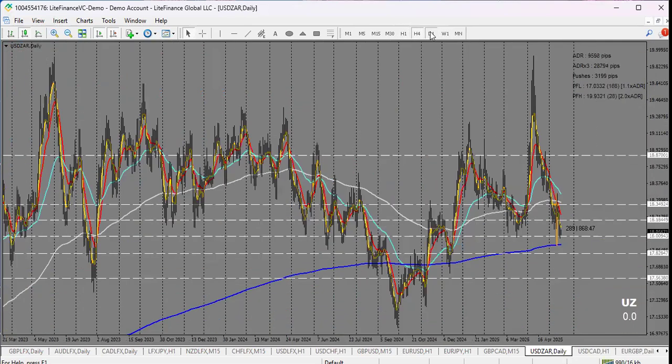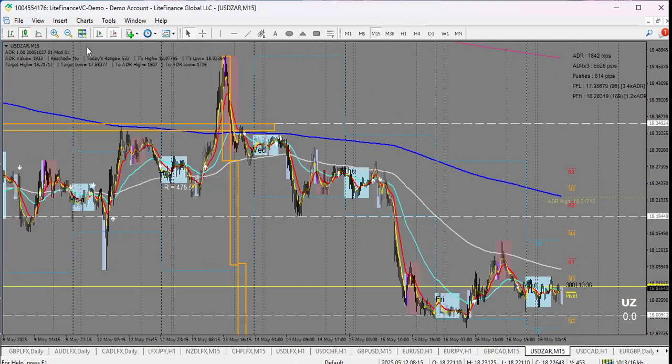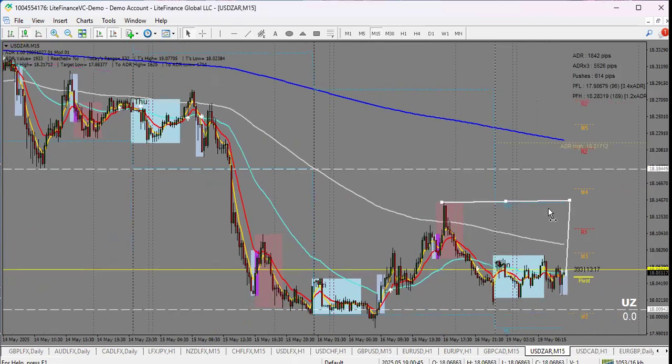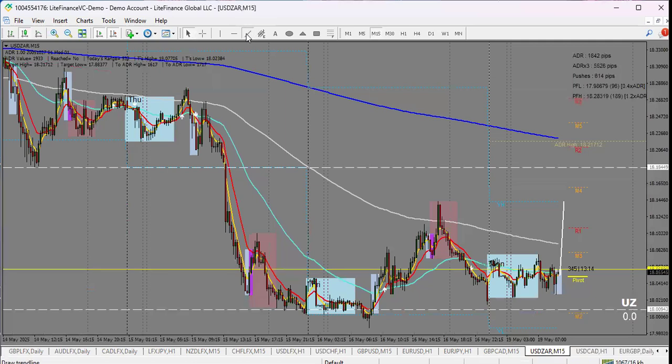If you observe, you can see the ADR simply completes around the 200 EMA. So we'll be looking for sales to find that target. We should be expecting a stop hunt, maybe to this previous day high, and then drop. That is what I'll be observing on USDZAR.